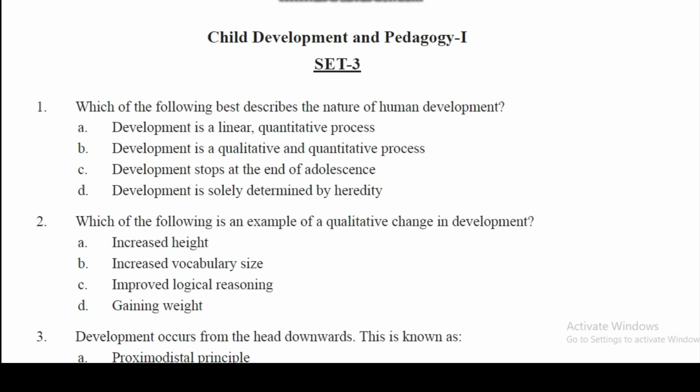Paper 1, Child Development and Pedagogy. Question 1. Which of the following best describes the nature of human development? Answer: B. Development is a qualitative and quantitative process. 2. Which of the following is an example of a qualitative change in development?